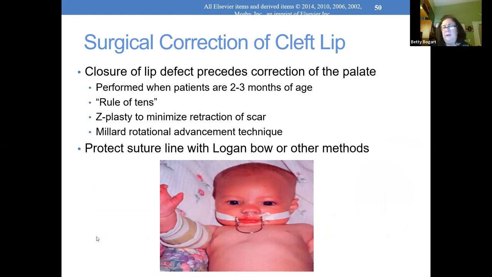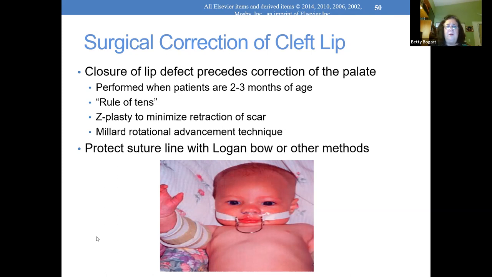A lot of things go on with a parent who gets a child with a cleft lip. Now, they cannot put a seal around a bottle or a breast in order to nurse, or in order to suck a bottle. So there are issues with feeding them. This is why that lip is closed within the first 2 to 3 months of age.